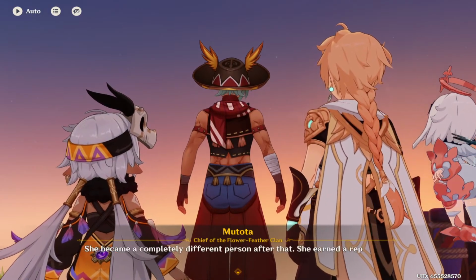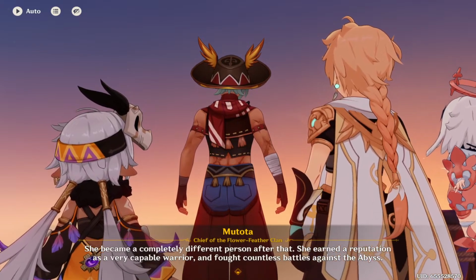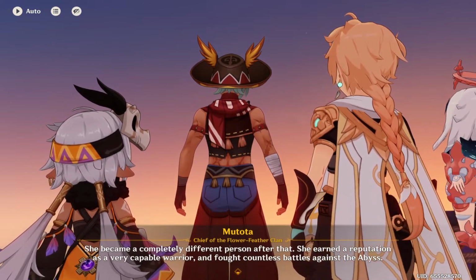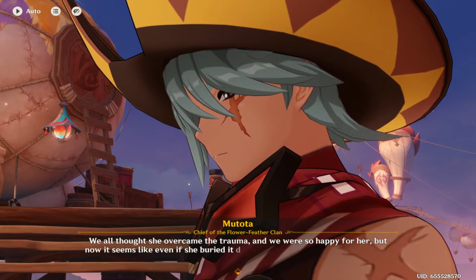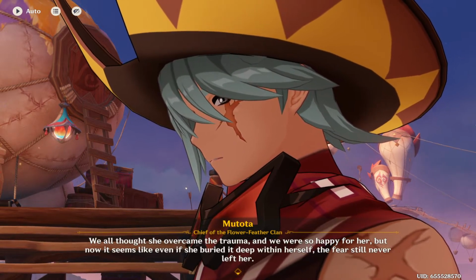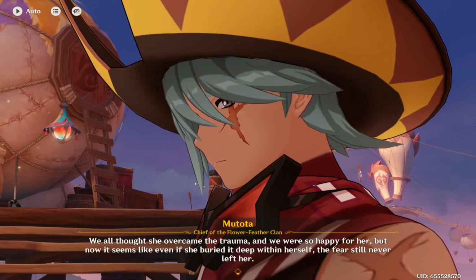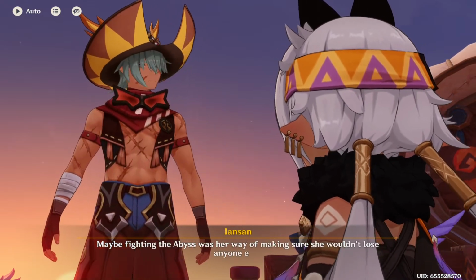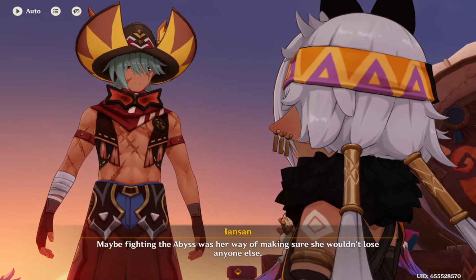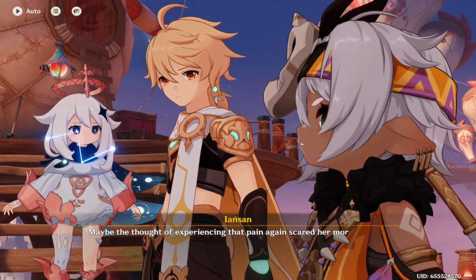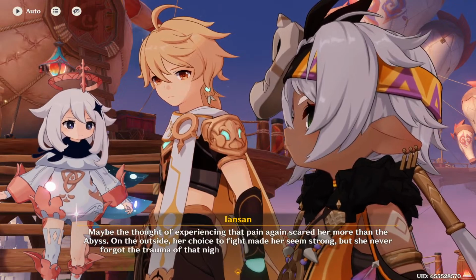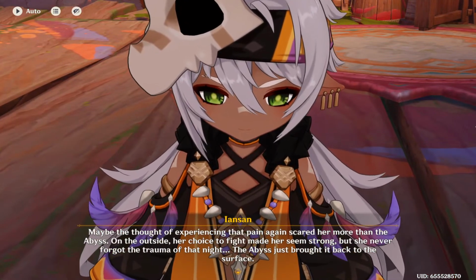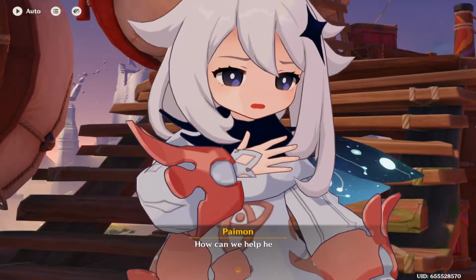She became a completely different person after that. She earned a reputation as a very capable warrior and fought countless battles against the Abyss. We all thought she overcame the trauma, and we were so happy for her. But now it seems like even if she buried it deep within herself, the fear still never left her. How can we help her?